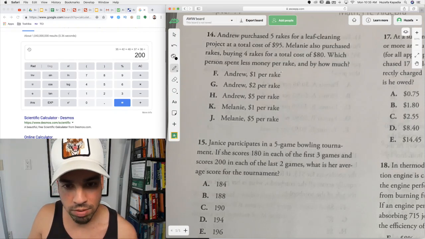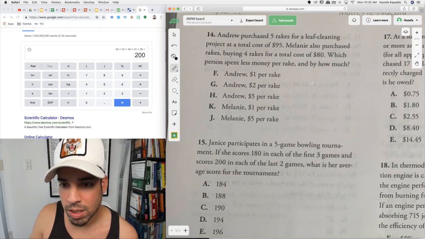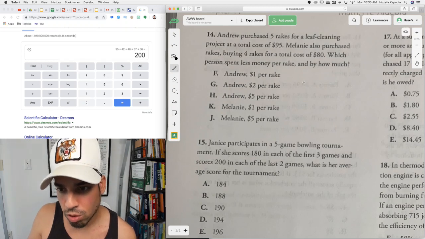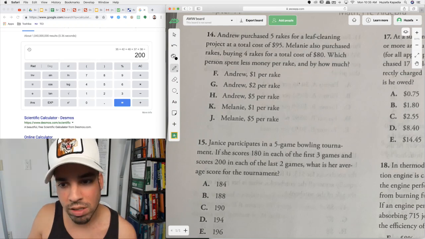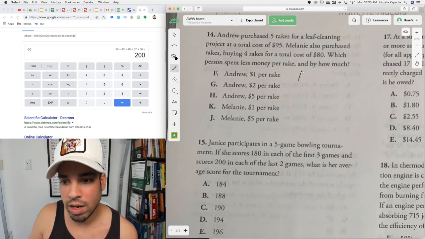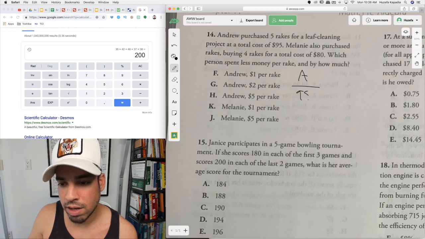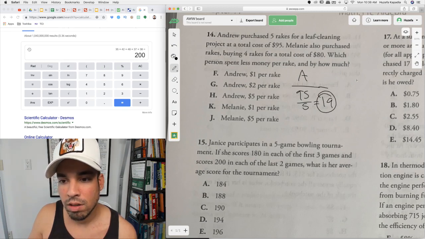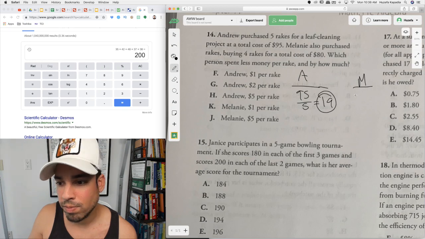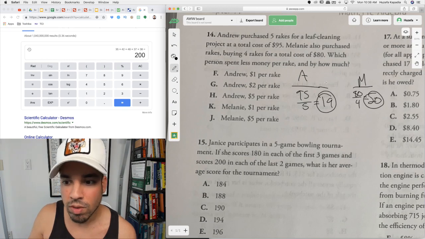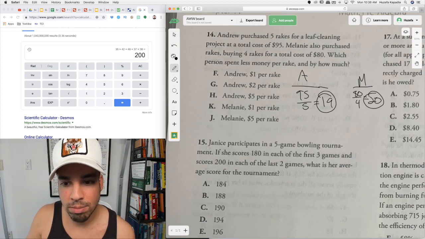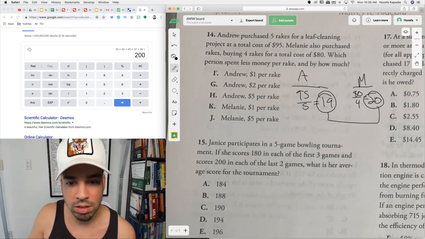Andrew purchased 5 rakes for a leaf cleaning project at a total cost of $95. Melanie also purchased rakes, buying 4 rakes for a total cost of $80. Which person spent less money per rake? So again, we want the cost per rake. For Andrew, it's 95 divided by 5, which is 19, so 19 per rake. For Melanie, it's 80 divided by 4, which is 20. So Andrew spent less by $1 per rake. He spent $1 less.